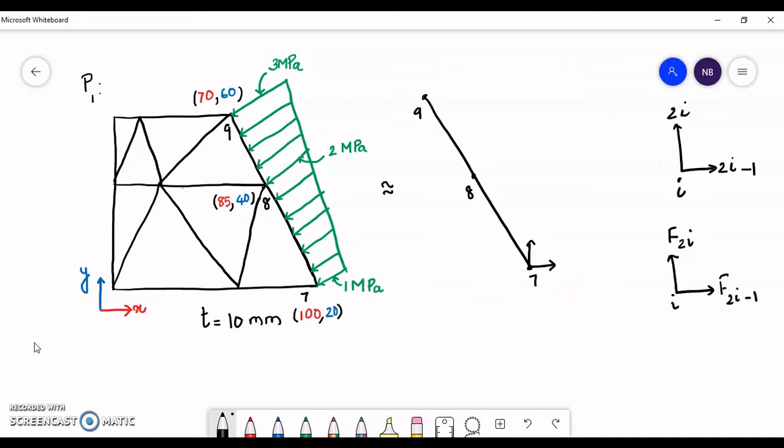So for node 7, 2i will be 14 and 2i minus 1 will be 13. Similarly, we do it for node 8 and node 9 as well. So F17 and F18. Let us begin with edge 7, 8.